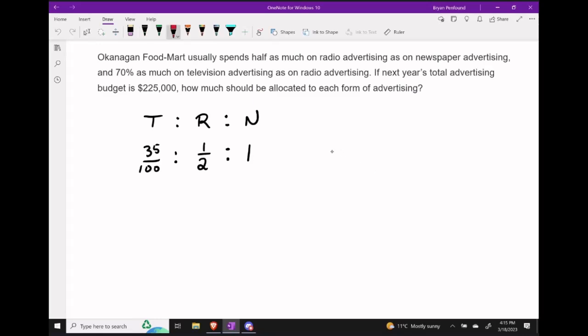Since we have fractions inside of our ratio, we can take a look at the lowest common multiple of our denominators. In our case, we have two denominators of 2 and 100. The lowest common multiple of these two is going to be 100. This suggests that we should take our ratio, multiply every single piece by 100 in order to remove the fractions.